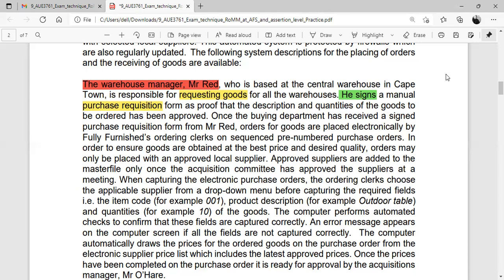So the question goes on to say that once the buying department has received a signed purchase requisition from Mr. Red, orders for goods are placed electronically by Fully Furnished ordering clerks on sequenced pre-numbered purchase orders. Why are these purchase orders sequenced, and why are they pre-numbered? And must they always be like this? Is there a specific order? What's going on? Any explanation?